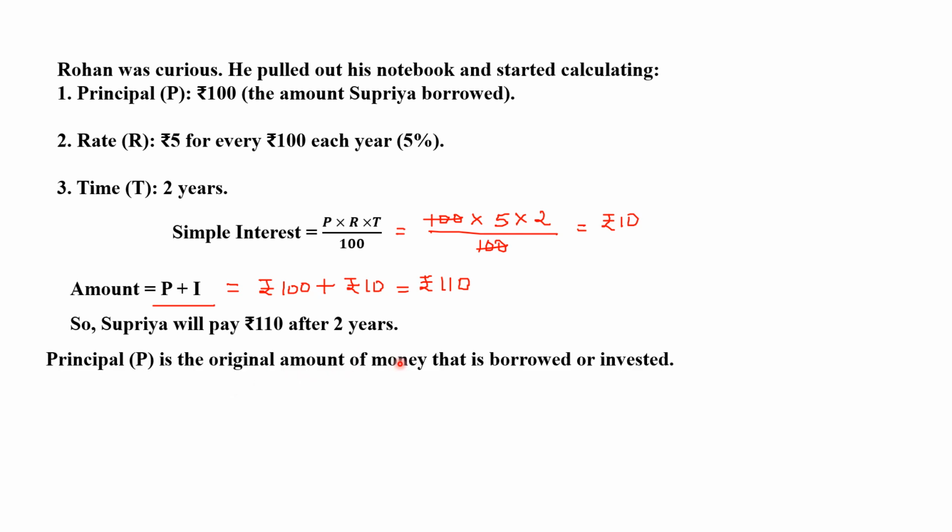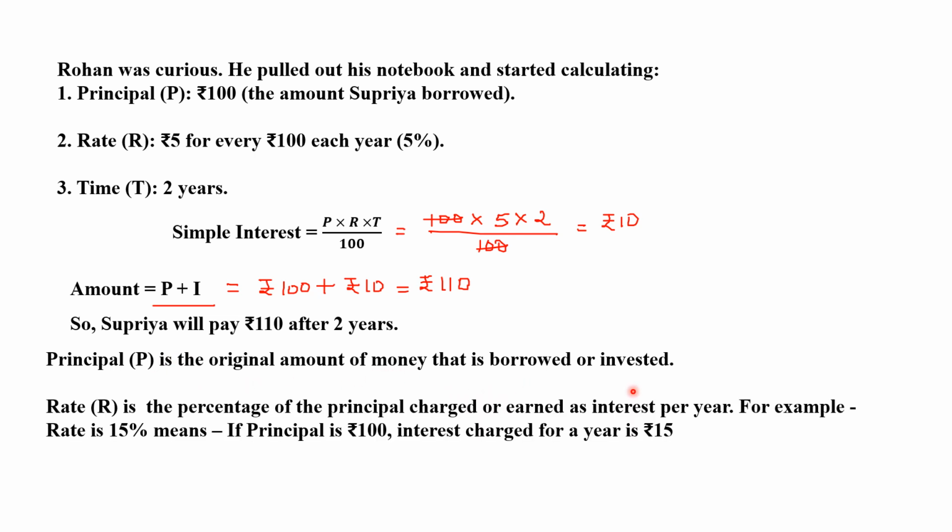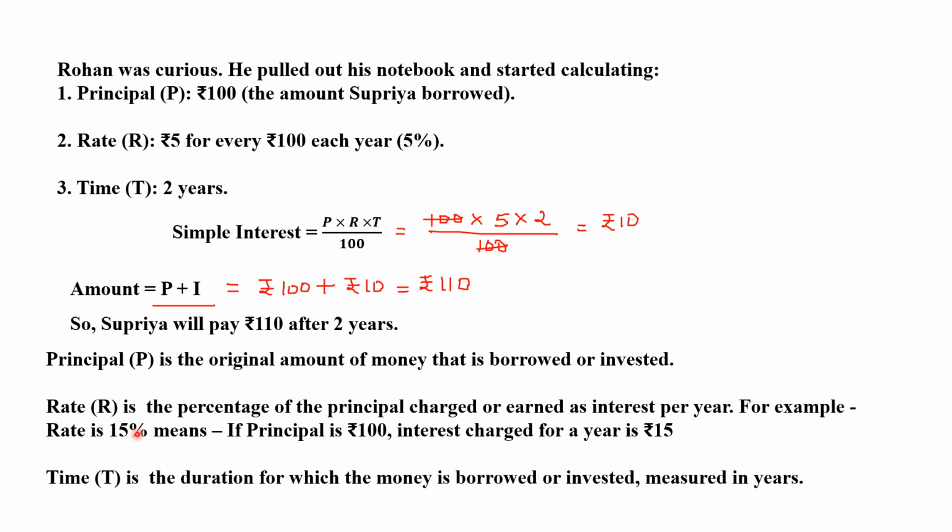So what is principal? Principal is the original amount of money that is borrowed or invested. Rate is the percentage of the principal charged or earned as interest per year. For example, if the rate is 15%, it means if principal is 100 rupees, the interest charged for a year is 15 rupees. This is the meaning of rate 15%. And time is the duration for which the money is borrowed or invested, and it is measured in years.